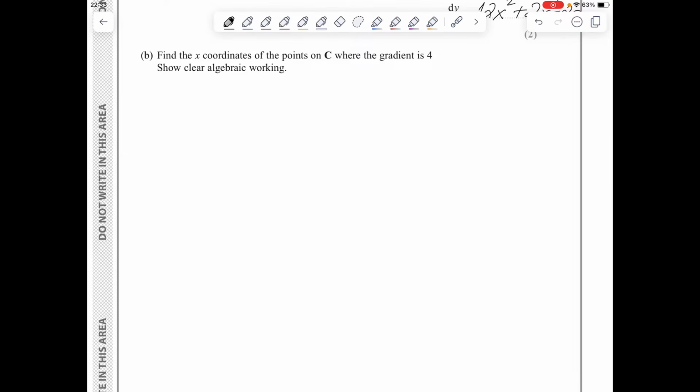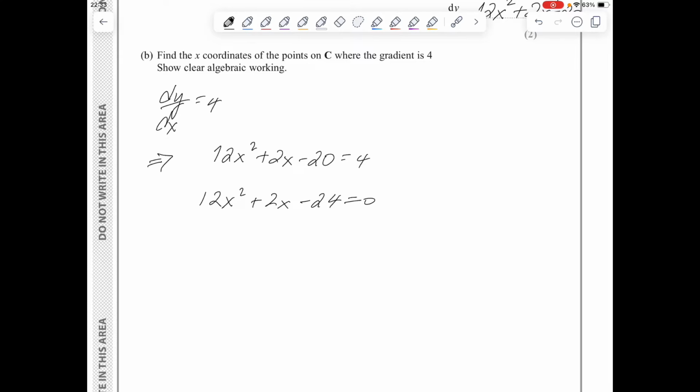In part B, we have the x coordinates of the points where the gradient is 4. So this is like saying dy/dx is equal to 4. Therefore, I'm going to get the answer from above. 12x squared plus 2x minus 20 is equal to 4. Take everything to the left. 12x squared plus 2x minus 24 is equal to 0.